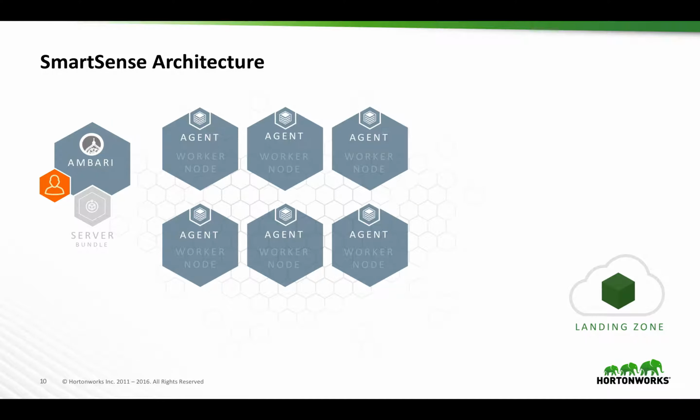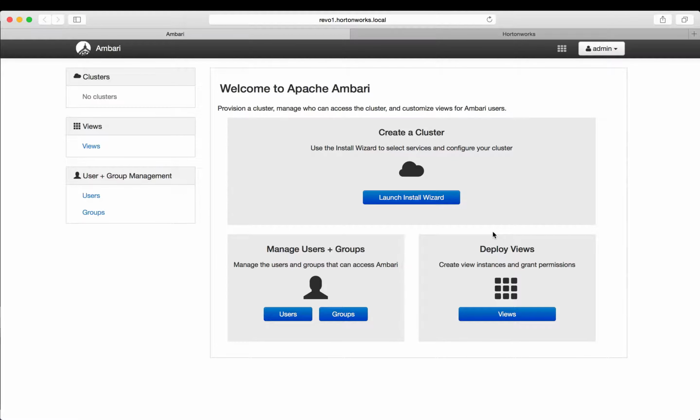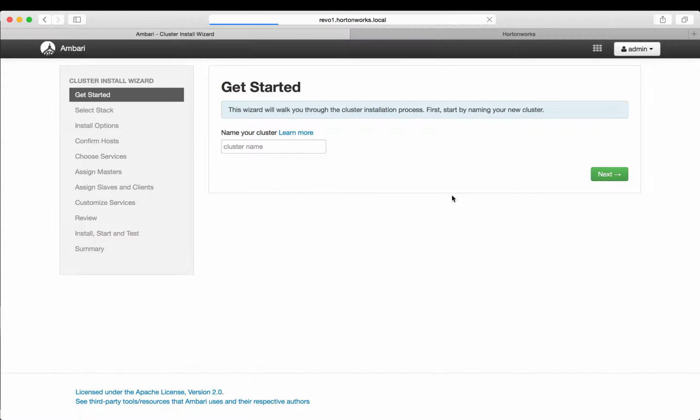How the bundle gets there is with the gateway. The gateway can be deployed anywhere in your network infrastructure and shared by multiple SmartSense environments, which allows bundles to be securely transmitted from the SmartSense server itself to the landing zone. Once data is received, we analyze it and produce recommendations that are available via our Hortonworks support portal. So now let's take a look at how this installation experience looks with Ambari 2.2.